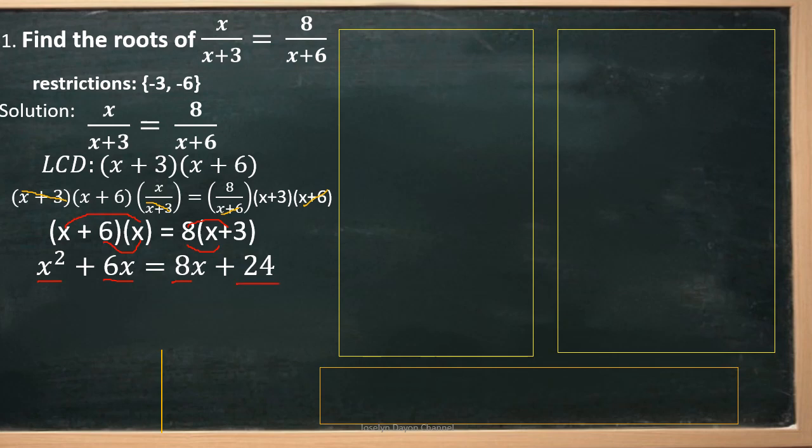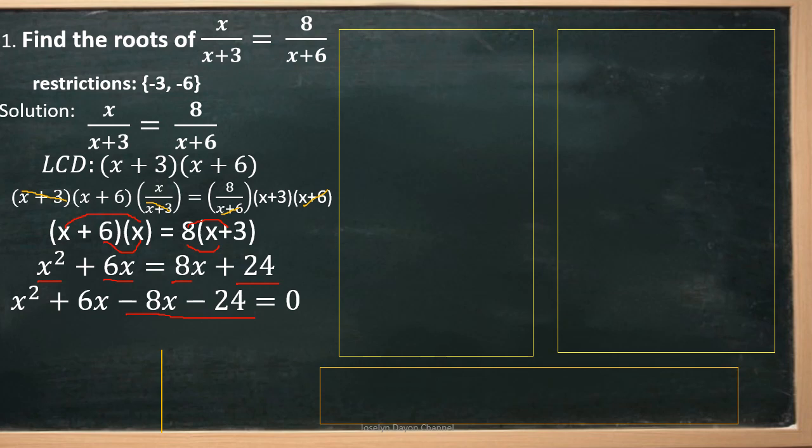Now we have to transform the equation to standard form. 8x and 24 will be transposed to the left side, and this will become negative 8x minus 24. Now we have to combine similar terms.